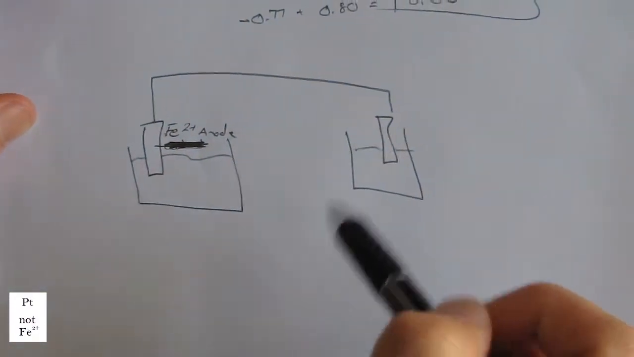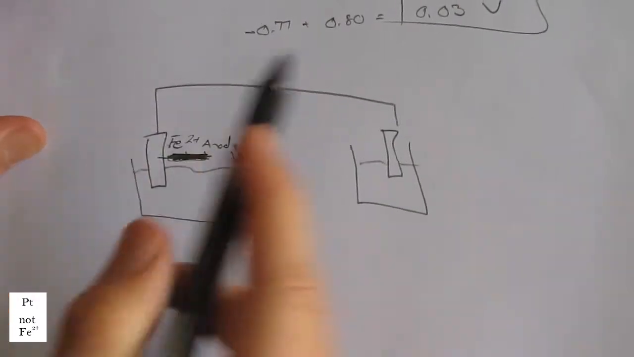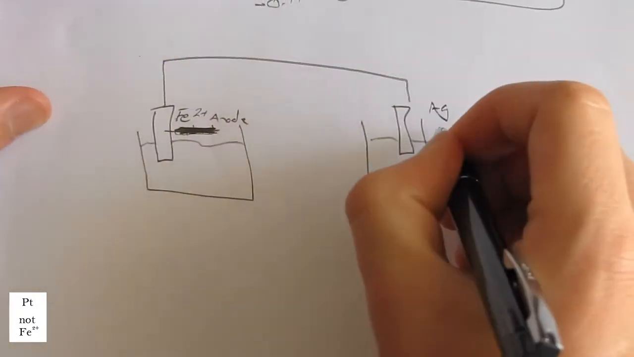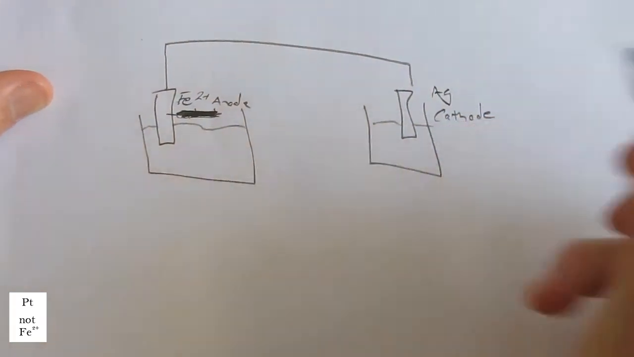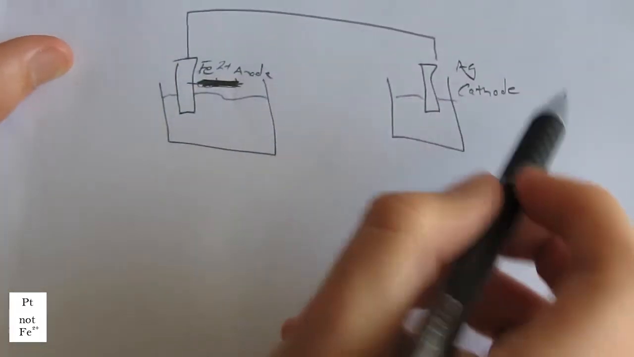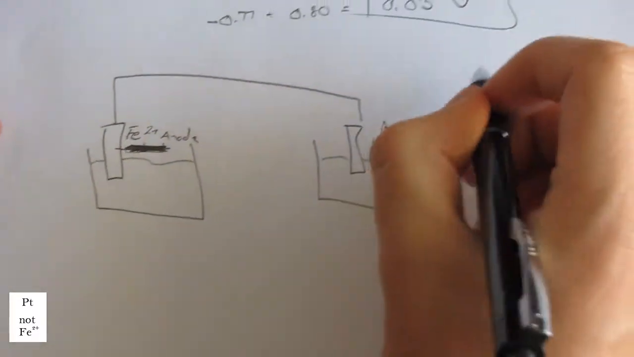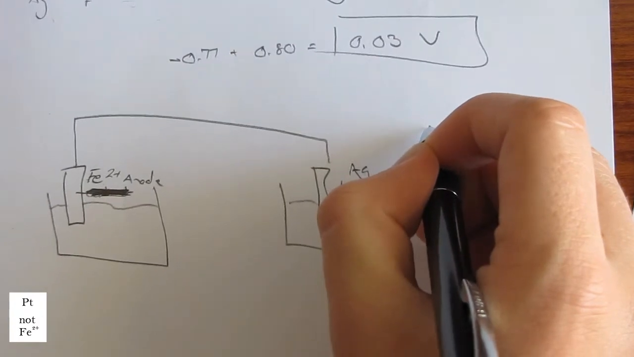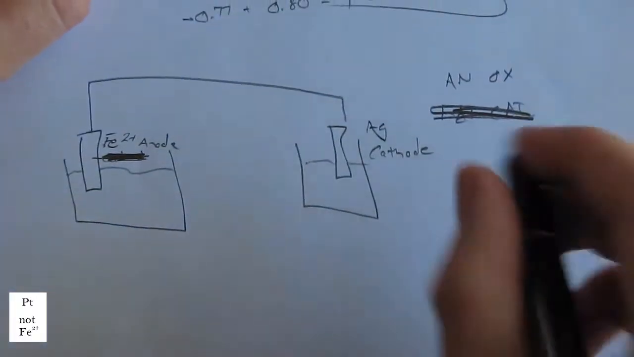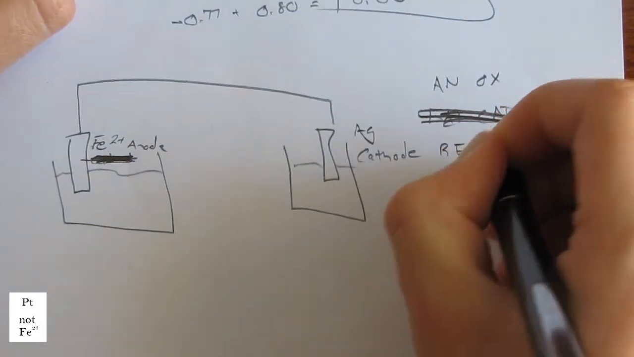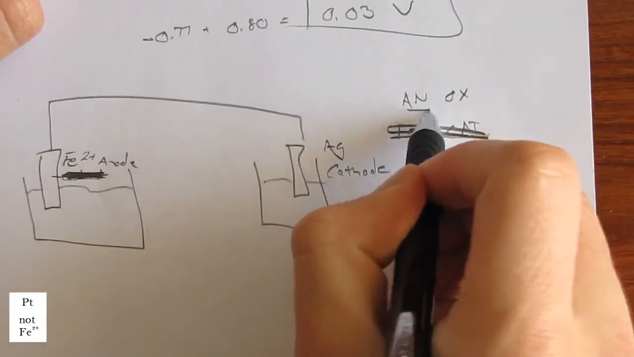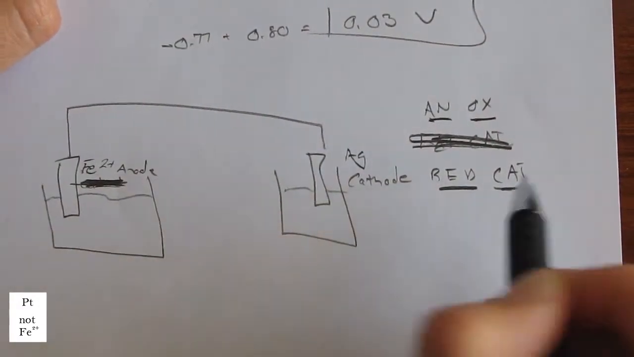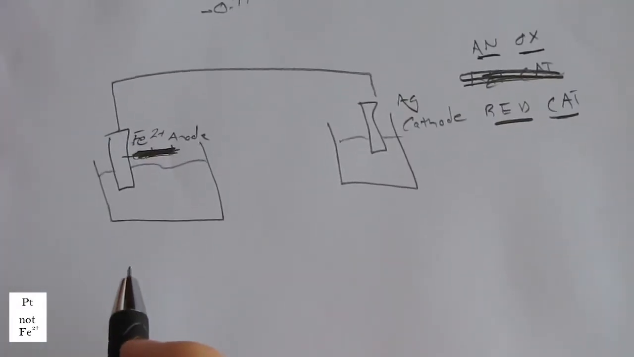Moving to the other side of our drawing, you'll see that the other metal left is silver, so you want to label that Ag, and you also want to label that the cathode. A good way to remember which electrode is which is to use the mnemonic device again. It is An-ox and red cat. The anode is where oxidation occurs, and the cathode is where reduction occurs. So that's just an easy way for you to remember how it goes.